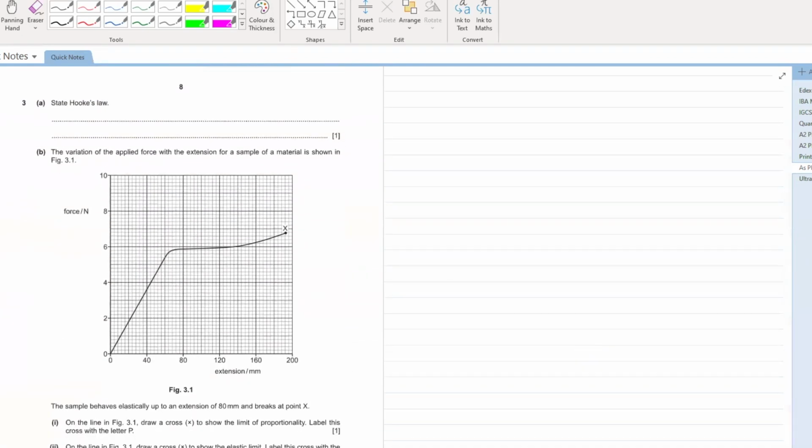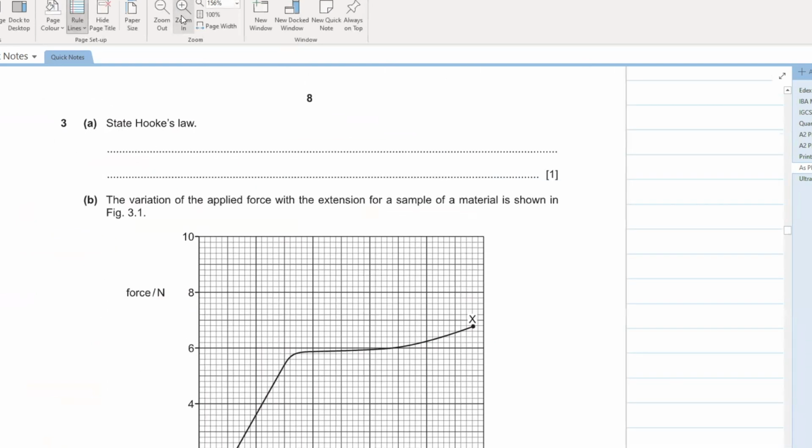State Hooke's law. Now इससे आसान सवाल नहीं हो सकता बेटा. State Hooke's law. What is Hooke's law? Will anyone in the chat define what is Hooke's law? Yes, how many of you wrote the definition? Force is directly proportional to extension. Very good. ये definition बहुत अच्छी है.